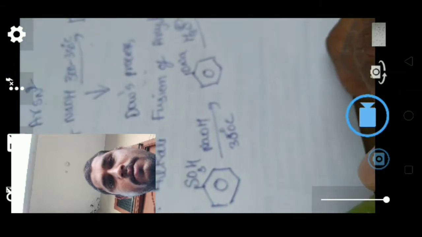The fourth one is from decarboxylation of phenolic acid. Decarboxylation means the removal of the carboxylic functional group. Here we will see one example.